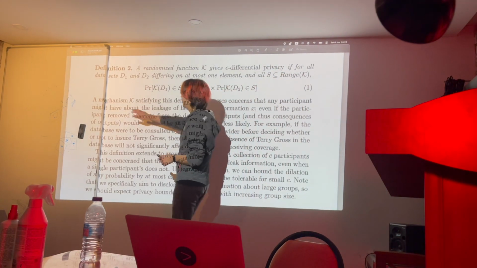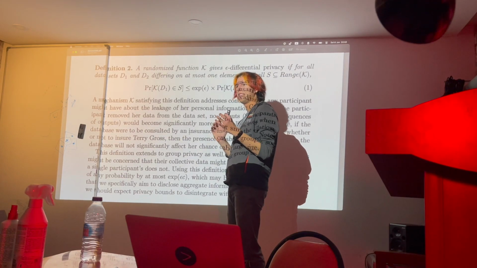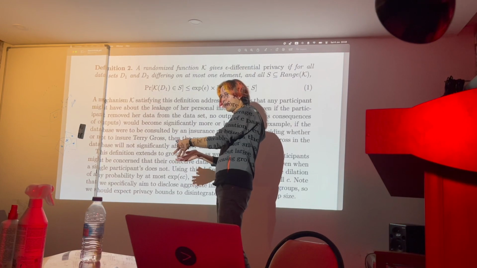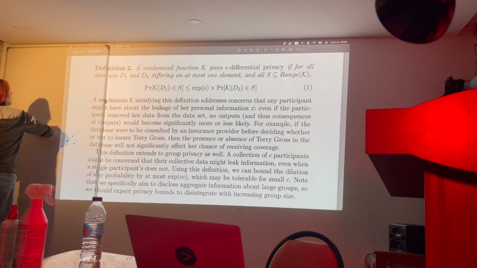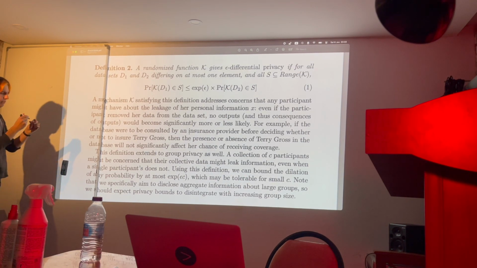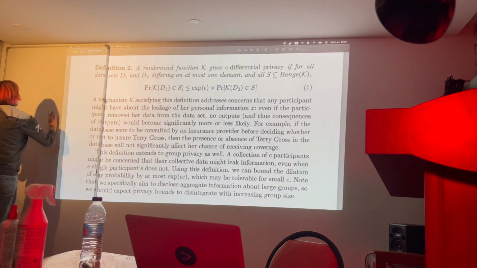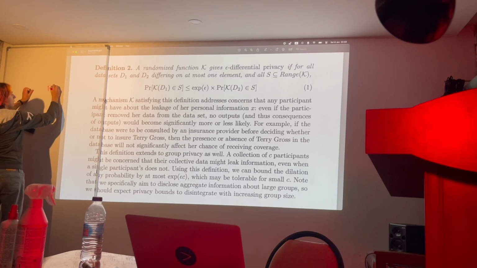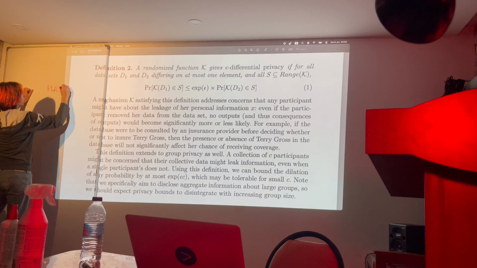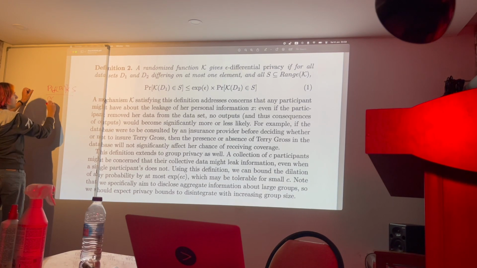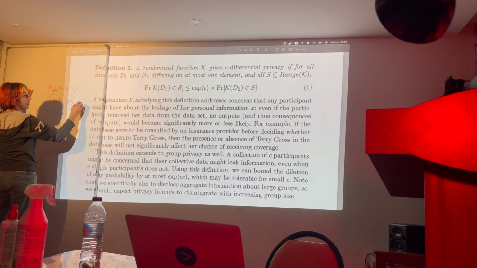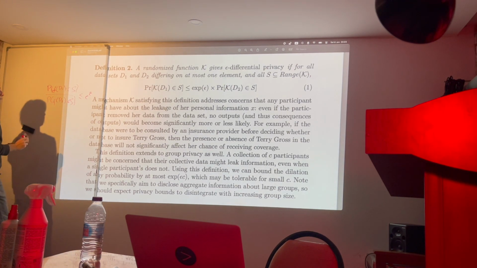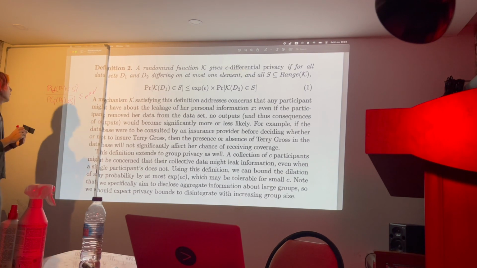We have two data sets, D1 and D2. They differ in at most one element, which is to say I either am in the database or I'm not in the database. And we're saying here, I will rewrite this. We're saying that the probability that f, the function on data set 1, belongs to S, divided by the probability of the same function on data set 2 belonging to S, is bounded by this term. This is what we're choosing. This is this epsilon here.